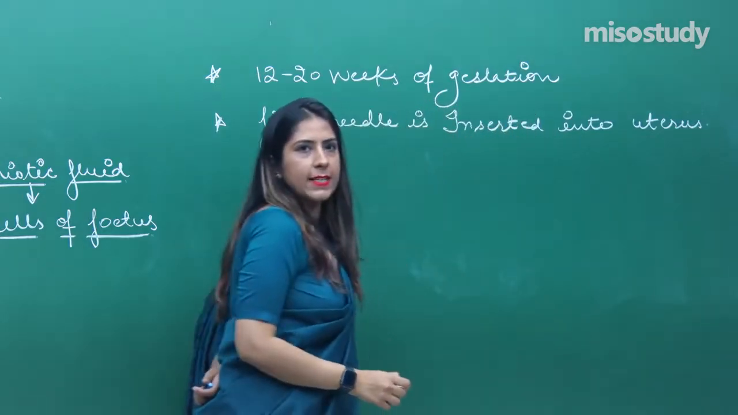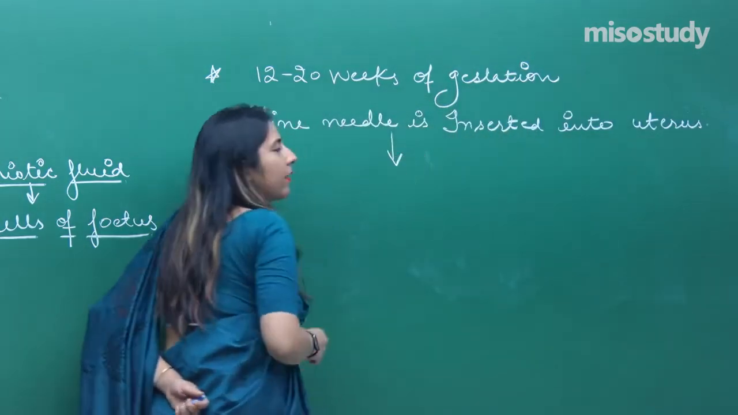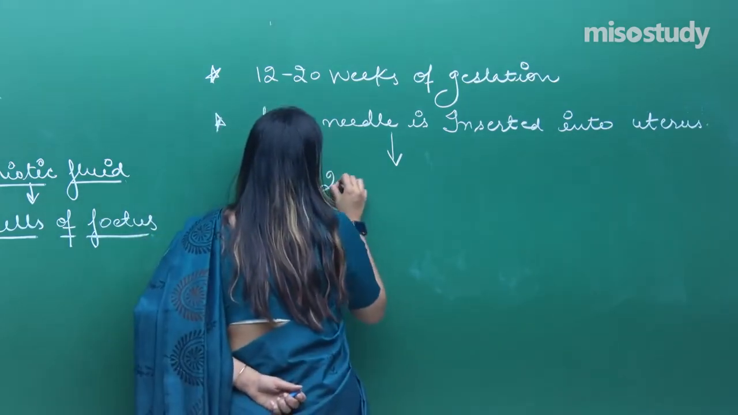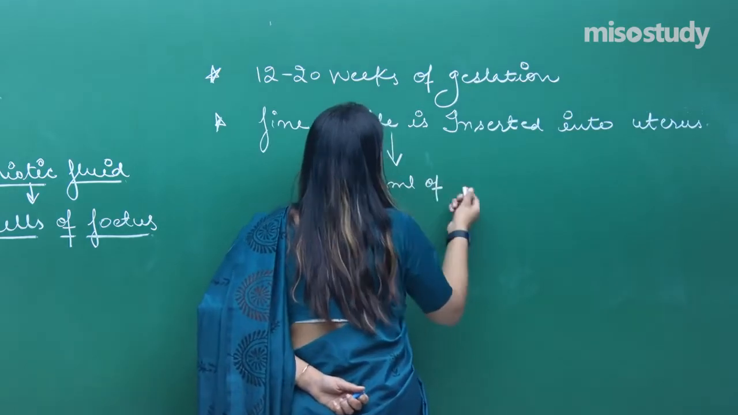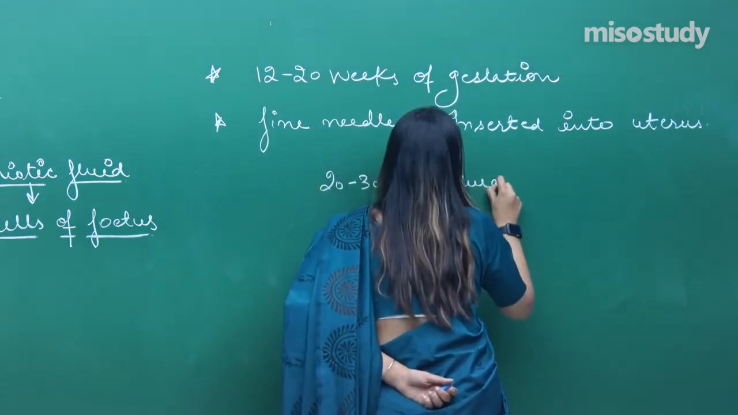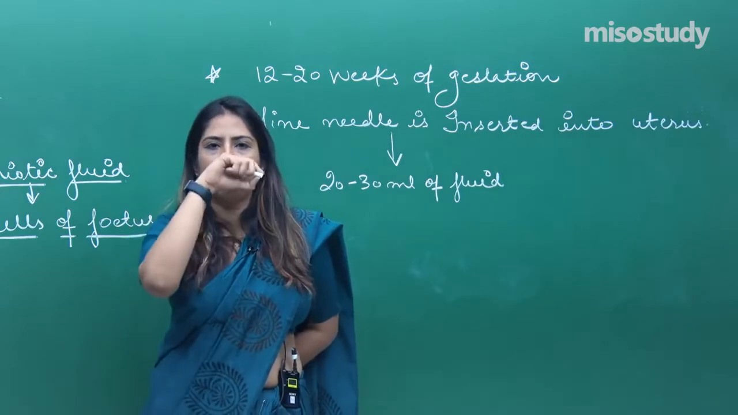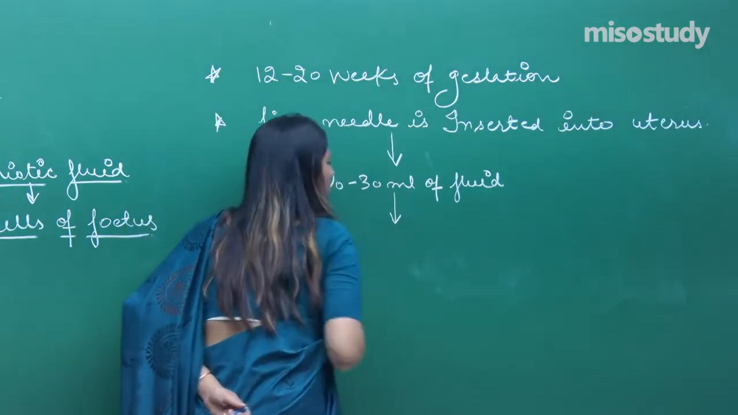A fine needle is inserted into the uterus, and around 20 to 30 ml of fluid is taken out, right? 20 to 30 ml of amniotic fluid is taken out.